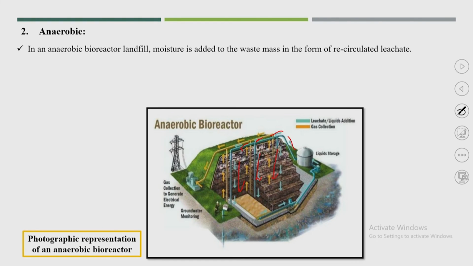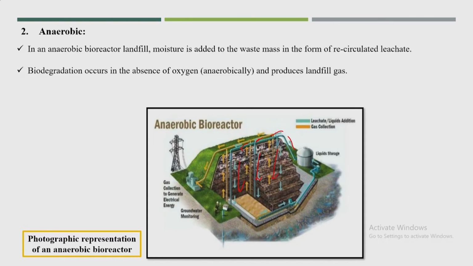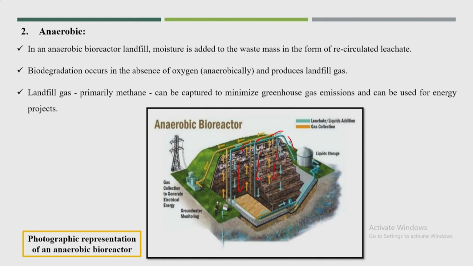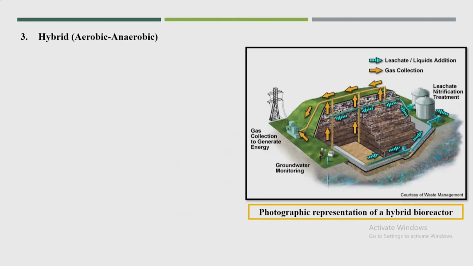Then the anaerobic bioreactor: moisture is added to the waste mass in the form of recirculated leachate, and biodigestion occurs in the landfill area in the absence of oxygen to produce landfill gas, primarily methane gas. In such a bioreactor we will be able to collect this gas and utilize that methane gas.